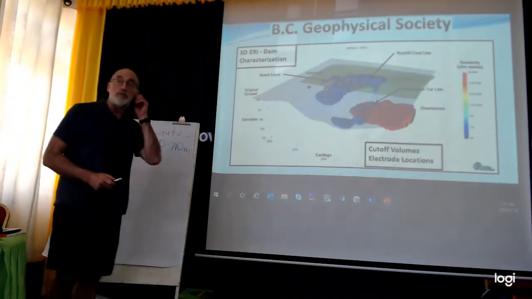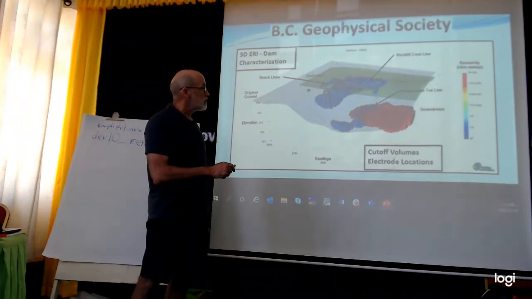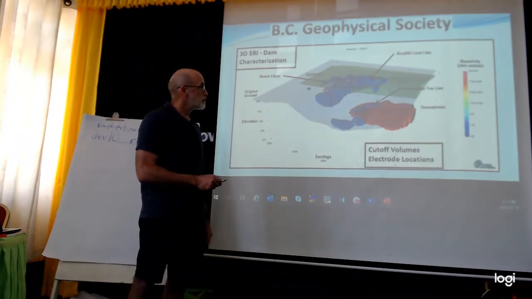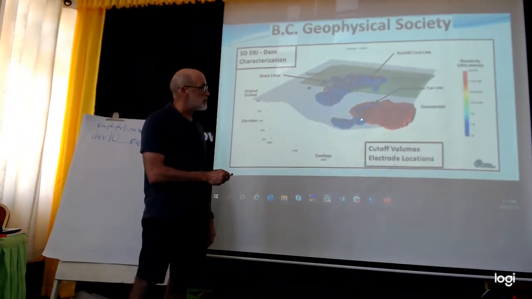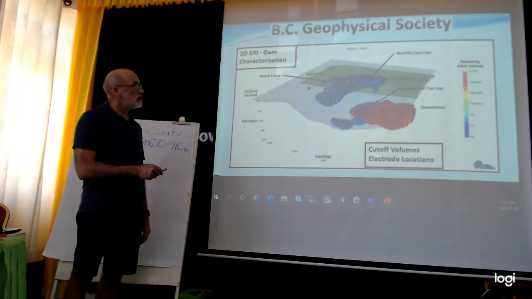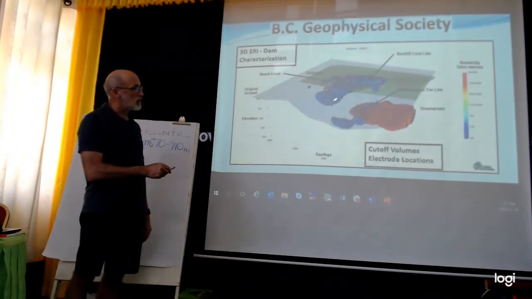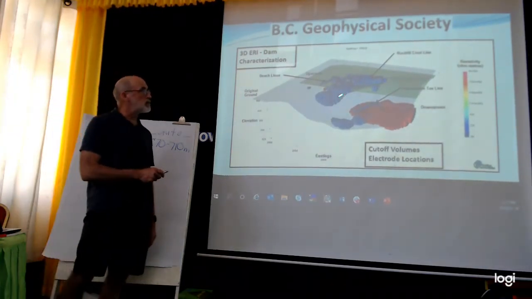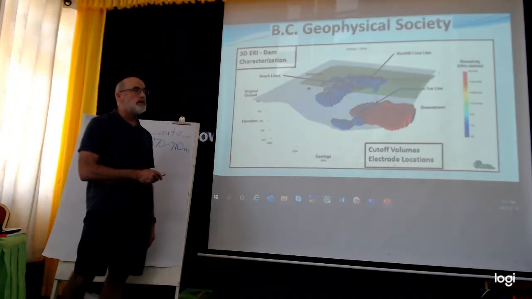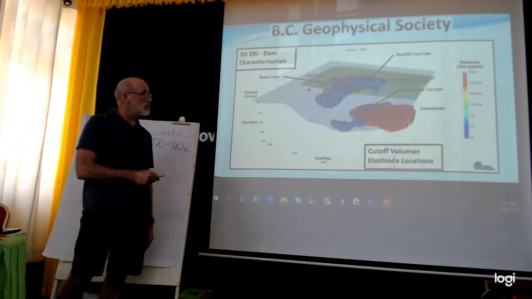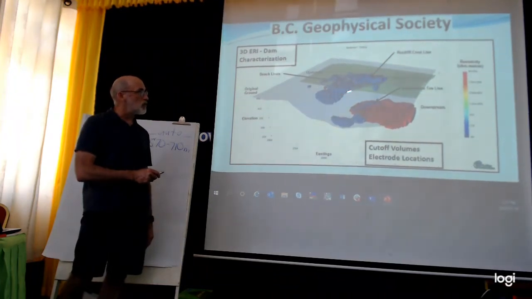And this is the same dam, with all the conductive zones, and this is all the resistive. That's the frozen soil, very resistant. And the dam liner is stopping the water from coming down. The plastic liner is an HDPE, high density polyethylene. And it was working to stop the water from coming down.